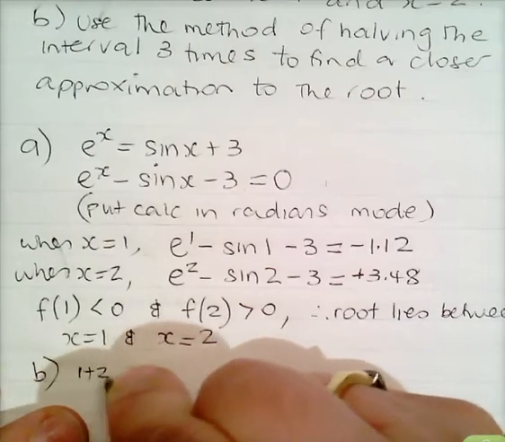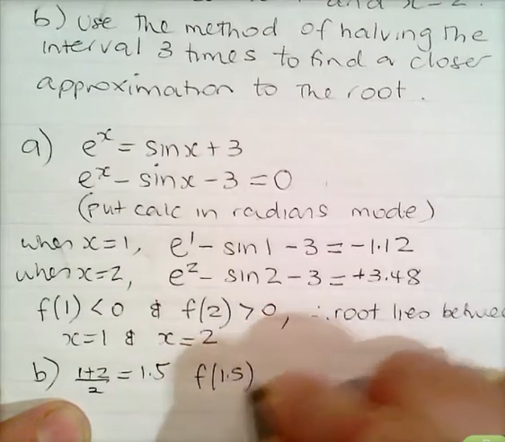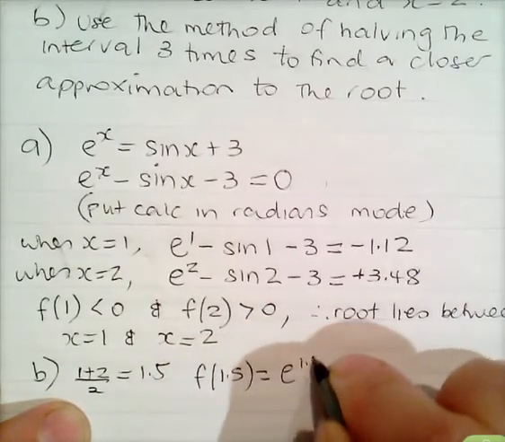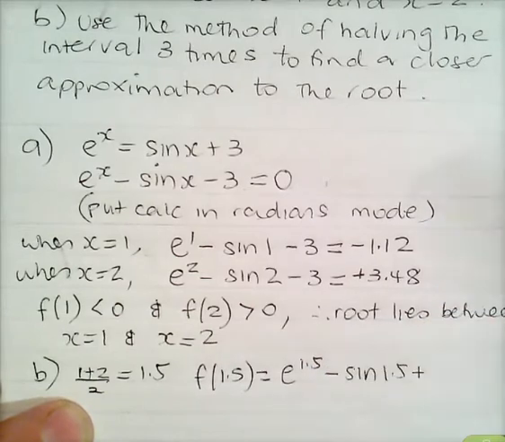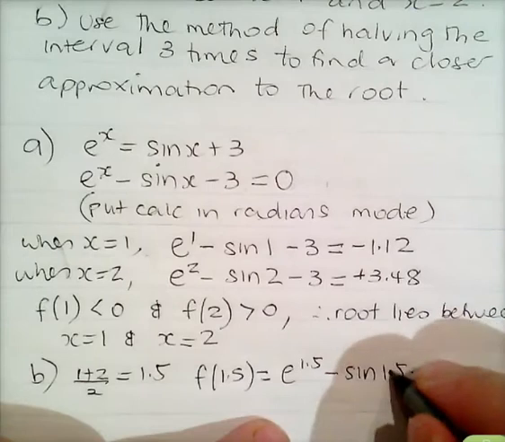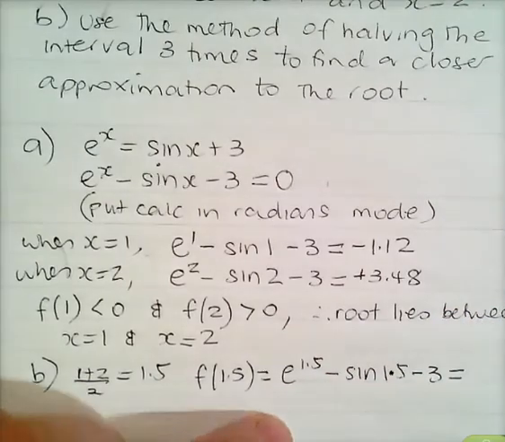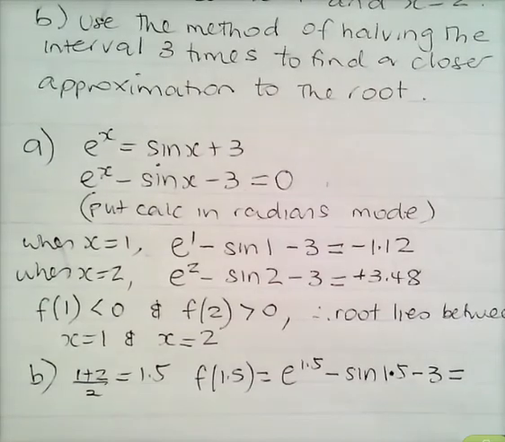So 1 plus 2 over 2 is 1.5. So the function of 1.5 is equal to e to the 1.5 minus sine of 1.5 take away 3. I'll just pause the video while I work that out. I think you should be fine from here to work the rest of it out, as long as you're in radians mode. So pause the video, finish it off, and then you can restart the video to check.